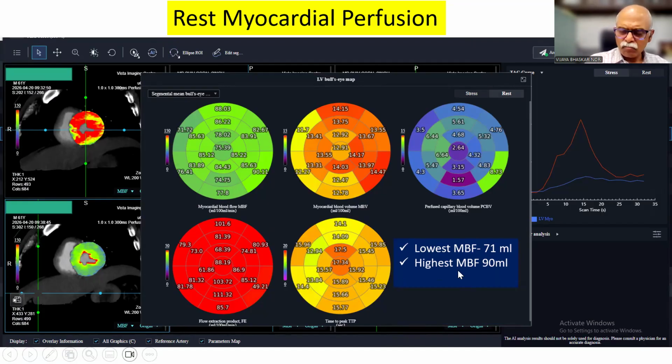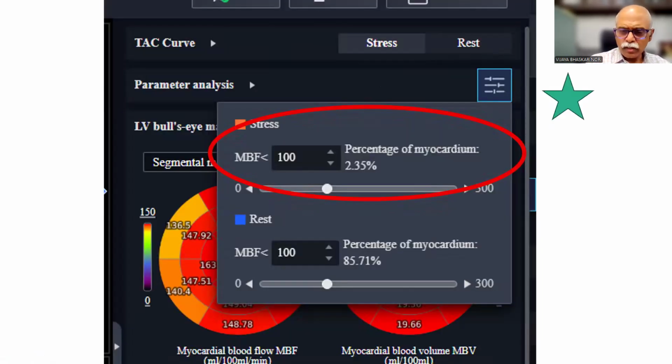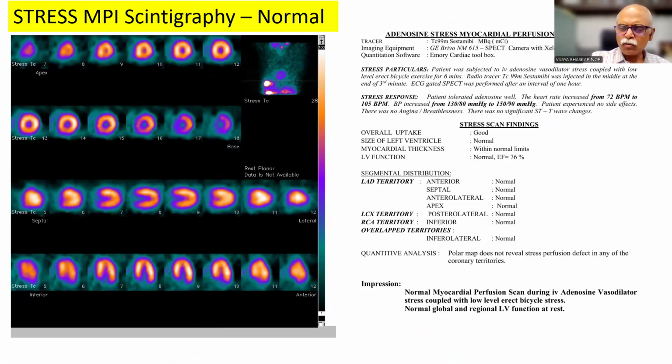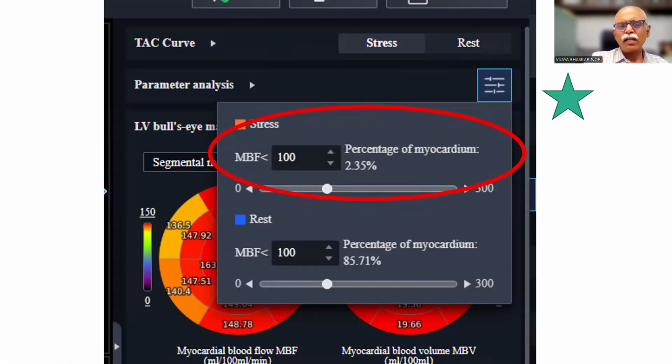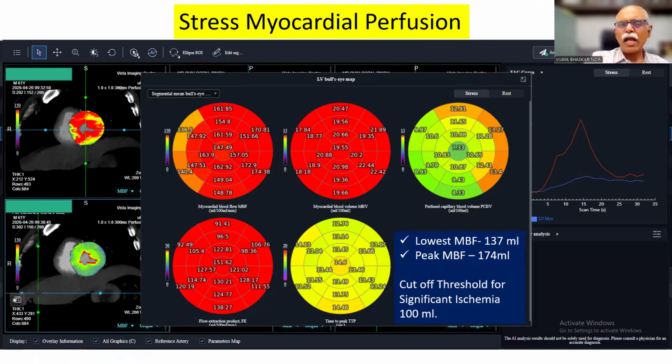So we subjected the patient to a nuclear stress thallium test. In the nuclear stress thallium test, it is found that the myocardial perfusion with adenosine vasodilator stress is normal, no evidence of any ischemia, all the myocardial segments show normal perfusion values. Going back to the CT myocardial perfusion values, the percentage of LV myocardium which is less than 100 ml per minute, that is the ischemic threshold, is only 2.35. So the CT myocardial perfusion values are above the threshold of 100.